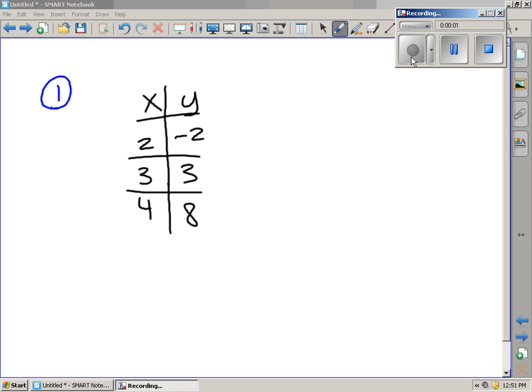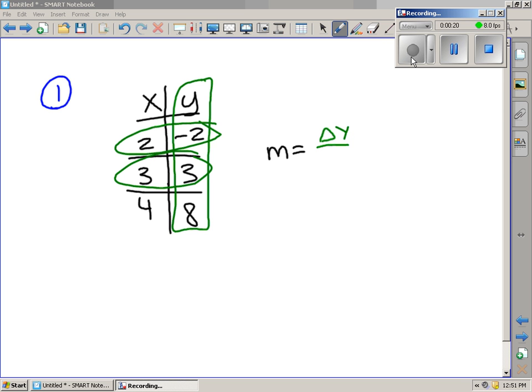This video shows you how to write a linear equation when you're given a table. The first thing we do is find the slope. I'm going to color code the change in y and the change in x, and I'm going to look at these first 2 points.